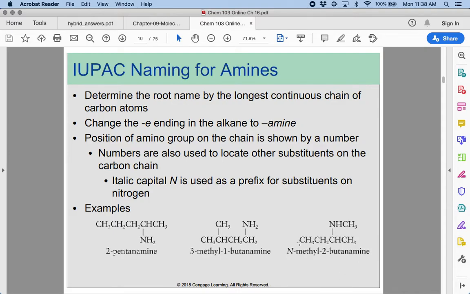And then lastly here, our longest carbon chain is 1, 2, 3, 4 carbons long. So we have a butanamine, and the nitrogen is on the 2 carbon, so 2-butanamine. But we haven't represented this methyl group here, and the way we do that is by saying N-methyl. So it's literally just calling out that on the nitrogen branch of the chain, there's a methyl group.